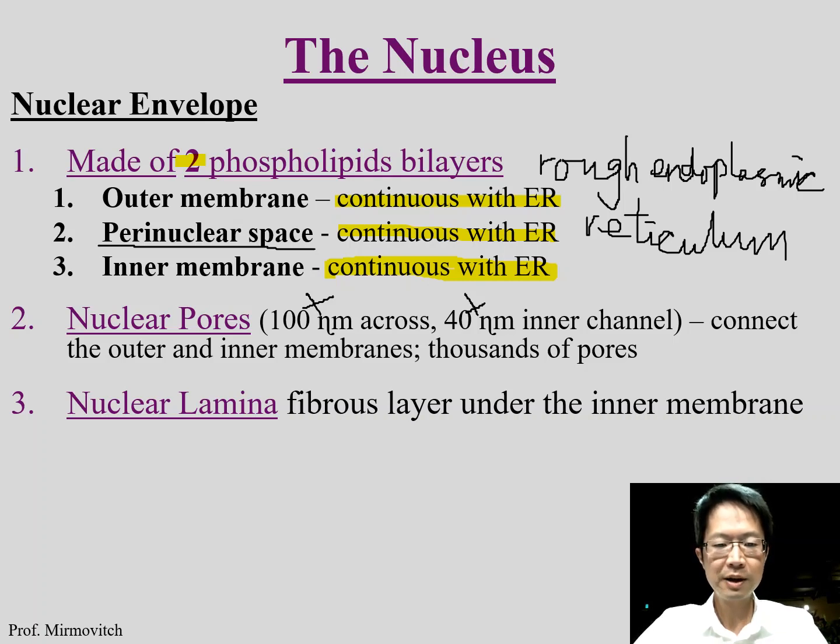And then we have something called the nuclear lamina. The nuclear lamina is the fibrous layer under the inner membrane. That means it is the layer that is in contact with the DNA or chromosome during cell division.